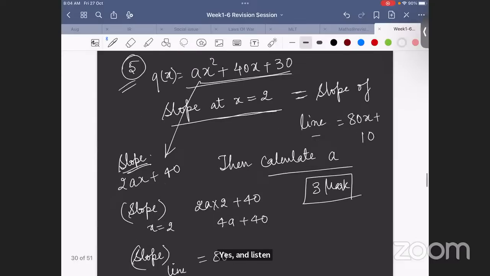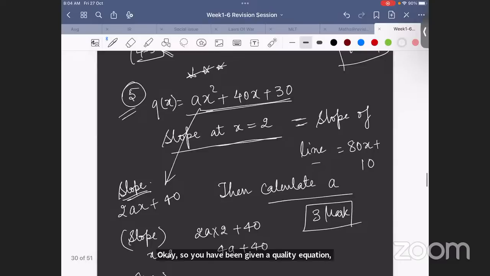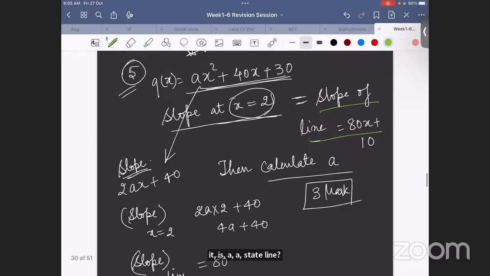Okay, so you have been given a quadratic equation, and then you have been asked that the slope of this quadratic equation at some point x equals 2 is equal to the slope of a straight line, 80. So basically you have to calculate the slope of the quadratic equation at x equals 2 and then equate it to the straight line. You'll get the value of a.